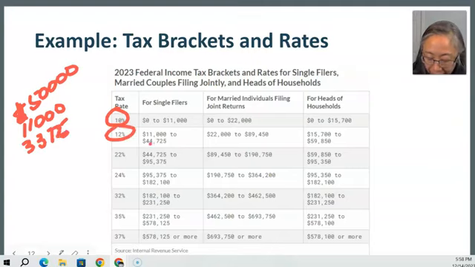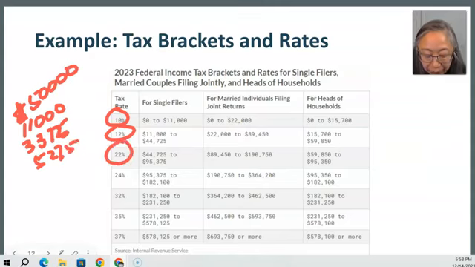And then, so that is not up to $50,000. You still have $5,275. So that $5,275 will be taxed at the 22%. So this individual's marginal tax rate is 22%, but his tax is not $50,000 times 22%. His tax is separated into this.